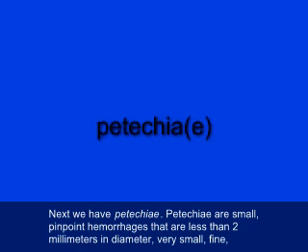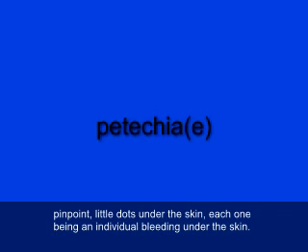Next we have petechia. Petechia are small pinpoint hemorrhages that are less than 2 millimeters in diameter. Very small, fine, pinpoint little dots under the skin, each one being an individual bleeding under the skin.